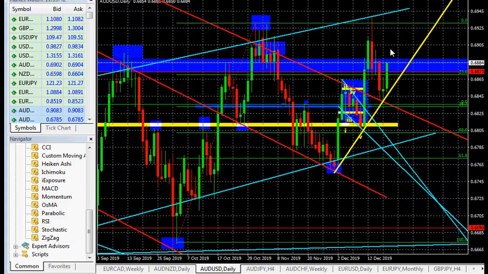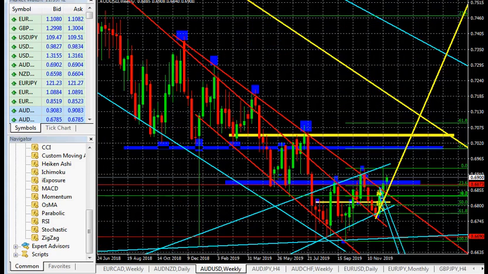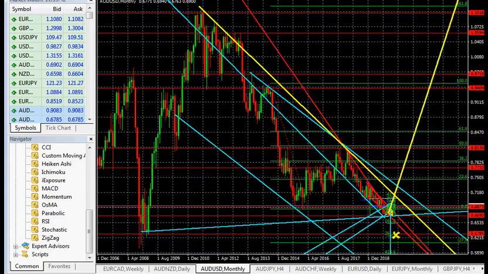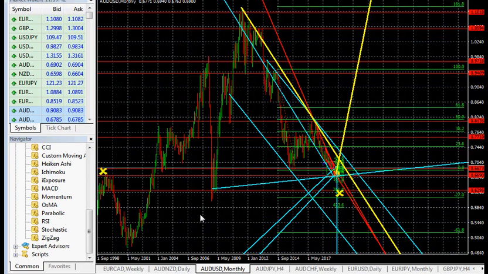So the market makes a lower high here and breaks this trend line. Then we are waiting for a break of this higher low to a lower low to enter this market and ride the trend down, down, down, down, down to the support level. Alright.